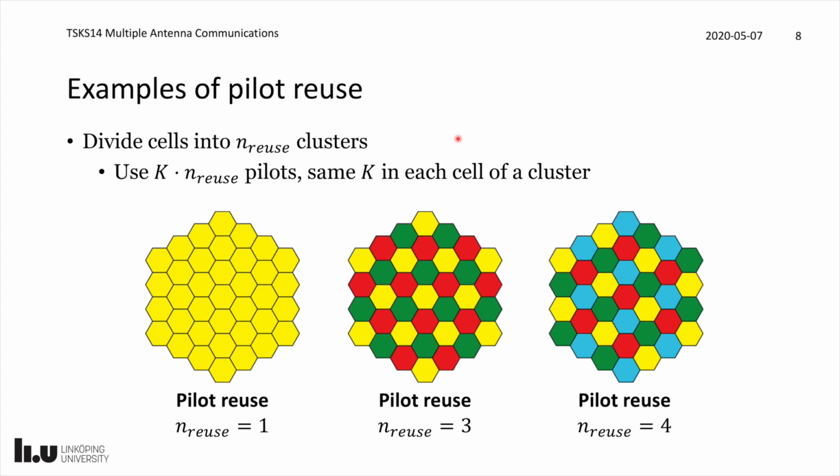But since we can't assign orthogonal pilots to all of the users in the entire network, we need to instead say that the same pilot as in one cell should be reused in other cells as well. And we can do this in different ways.